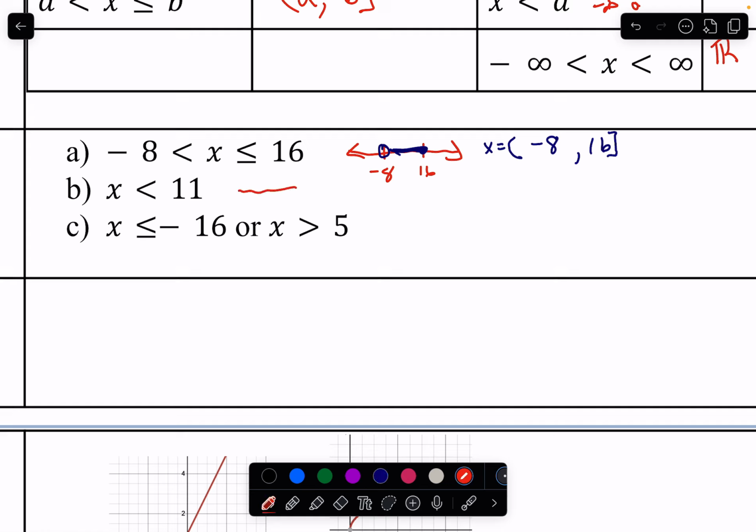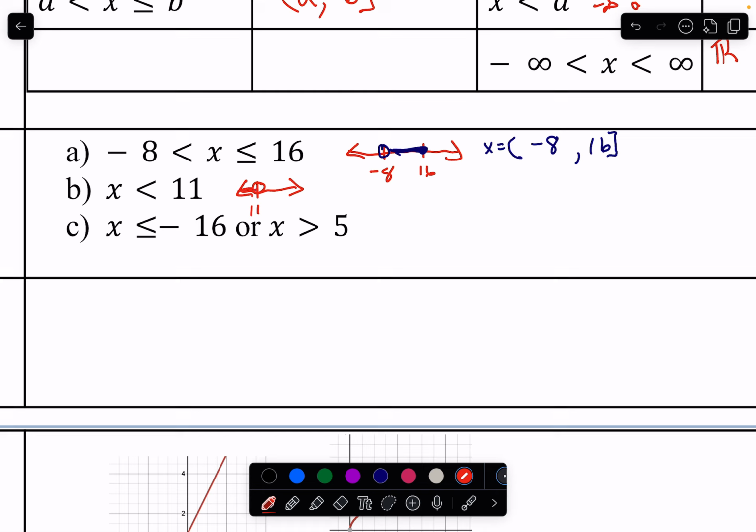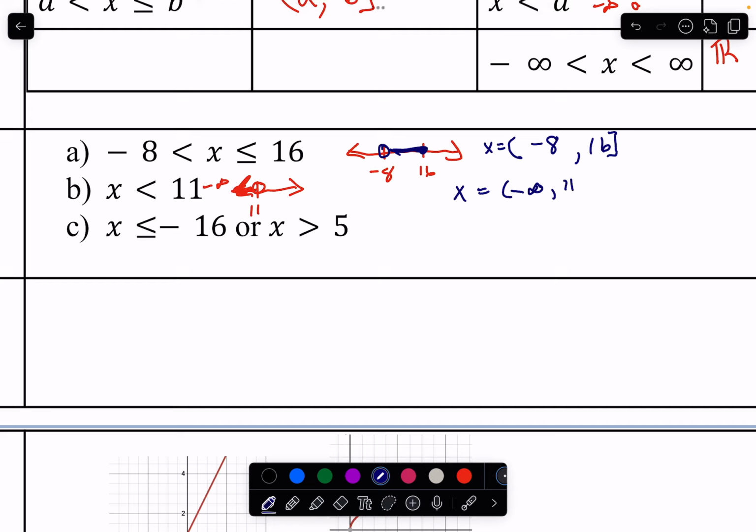This one is unbounded because even though we start at 11, we want everything from here over, and we are starting at negative infinity. So if we go there, still x's, we are going from negative infinity up to 11, parenthesis, because 11 doesn't have an equal to.